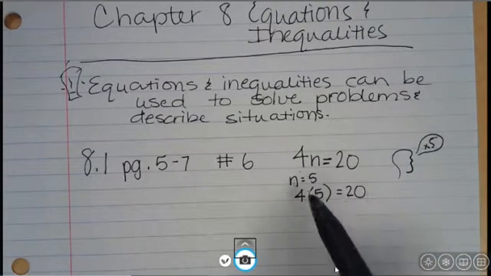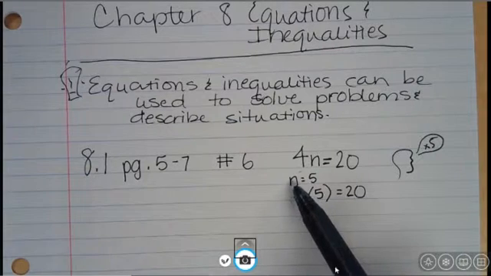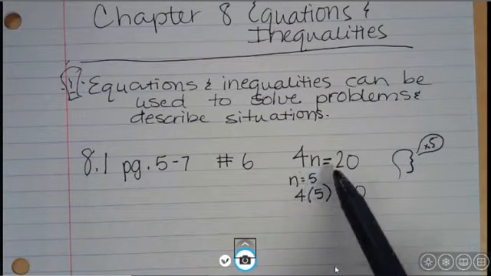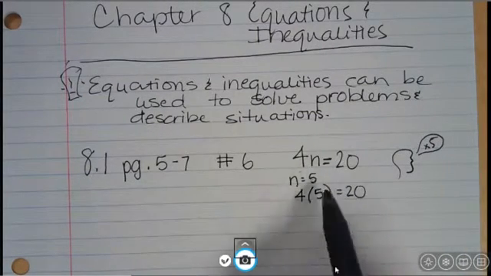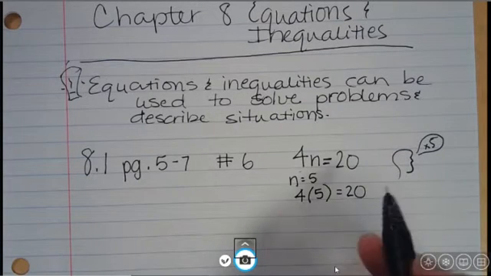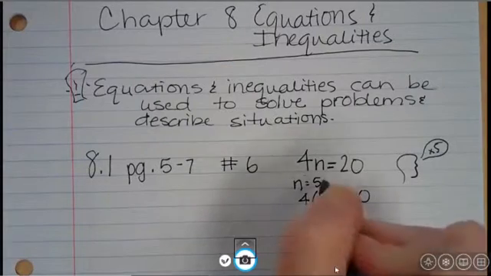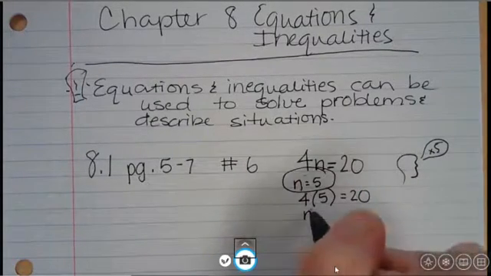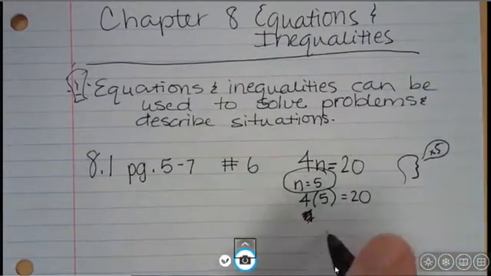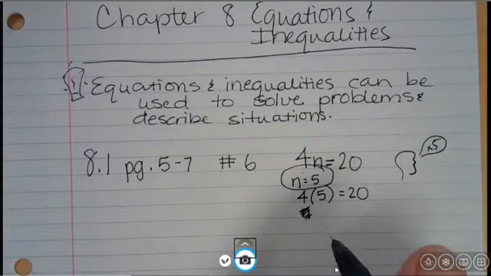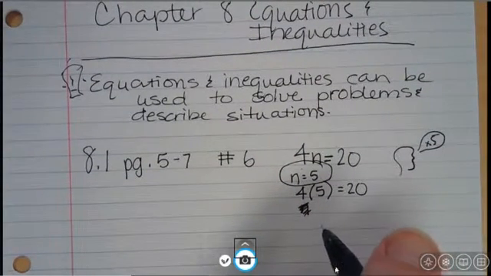If I don't know my math facts, I'm going to have to guess and check. And I might try 3 first and say 4 times 3 is 12. That doesn't work. 4 times 4 is 16. 4 times 5 is 20. So then I answer that, yes, my answer is correct. n equals 5. And you can circle it up here or rewrite it down below. Okay, so that's how you use substitution.